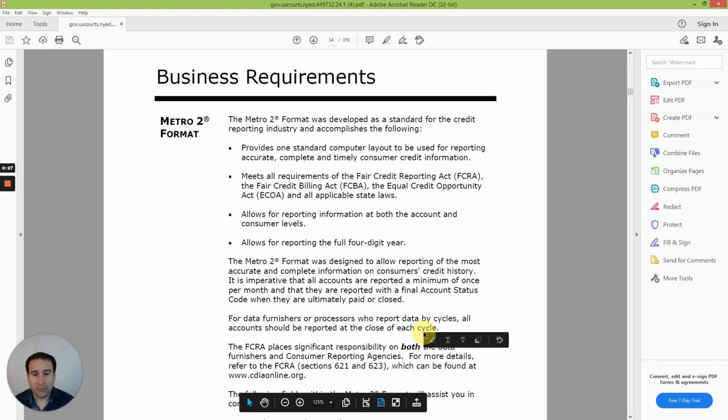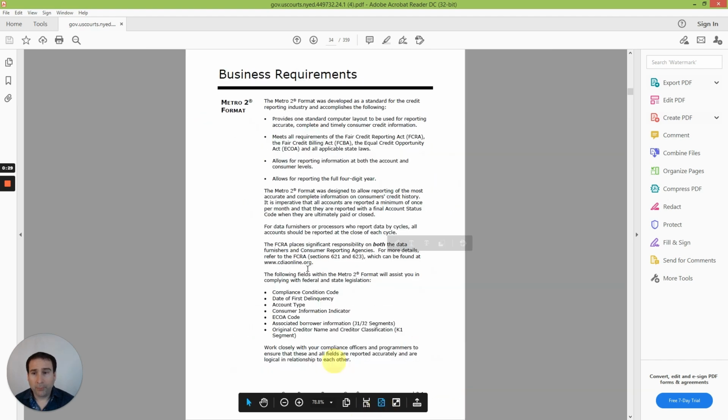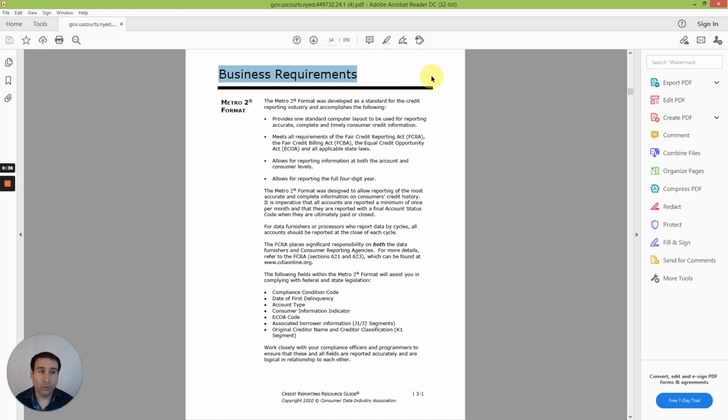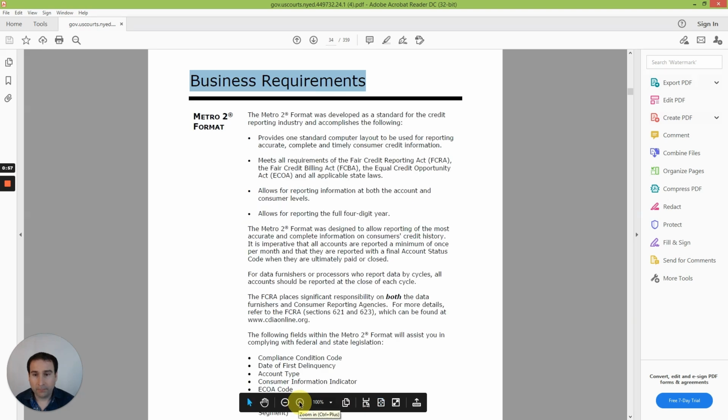Let's take a look. So if we go to Chapter 3, the business requirements. This is basically where they're pitching to the data furnishers why it's a good idea as a business model to use Metro 2. Apart from the fact that it is the industry standard and required by the bureaus for the furnishers to use, this also has really good information to tie together Metro 2 as an industry standard with the credit bureau's maximum possible accuracy requirements. So let's go ahead and take a look.